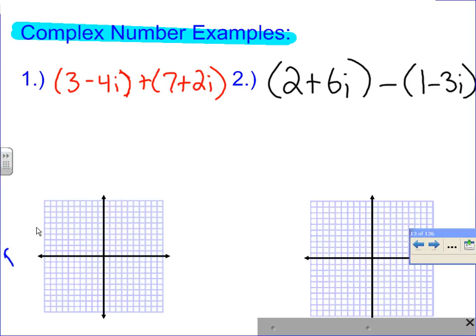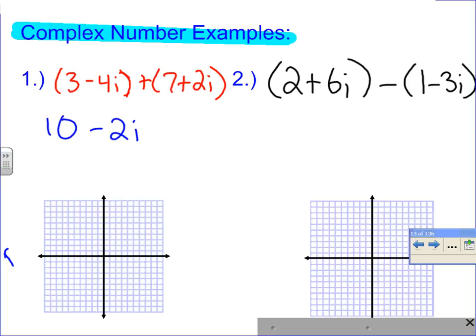Okay, so first of all, what are we doing here? There's a plus sign in between it. What are we doing, Luke B? Right, we're just adding. So we're just adding like terms. 3 plus 7 is 10. Negative 4i plus 2i is negative 2i. Okay? So all we did was combine like terms.